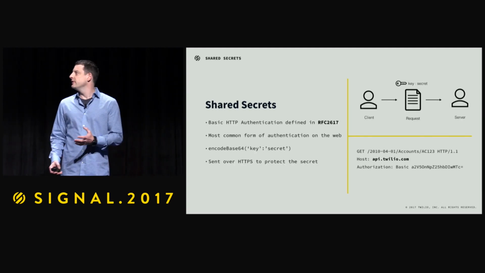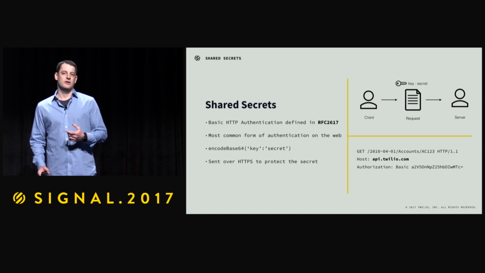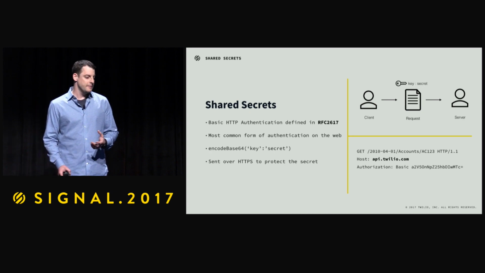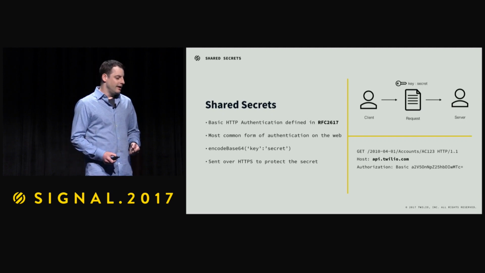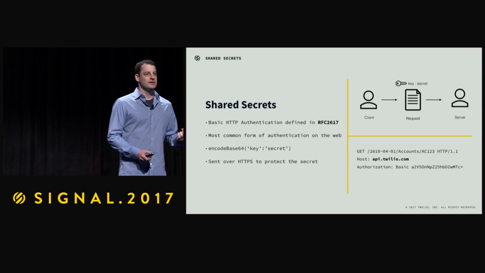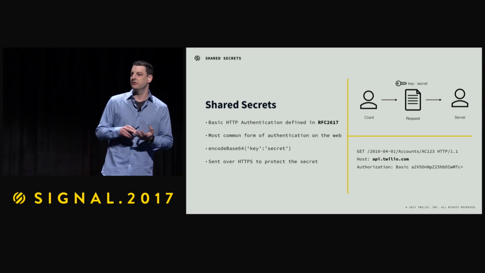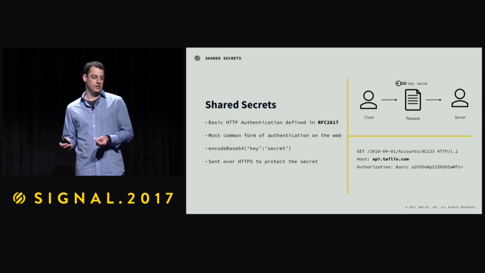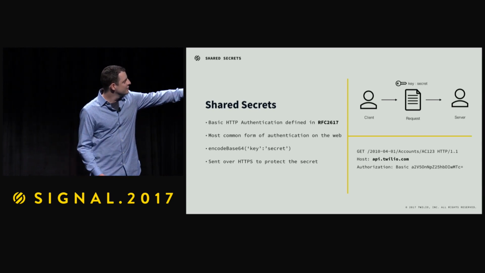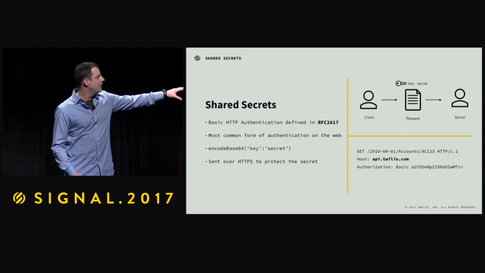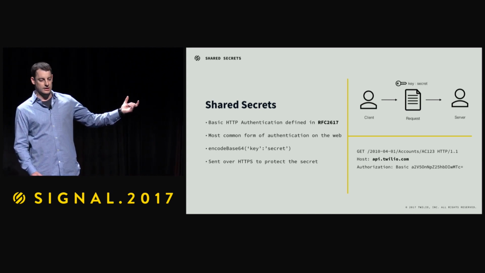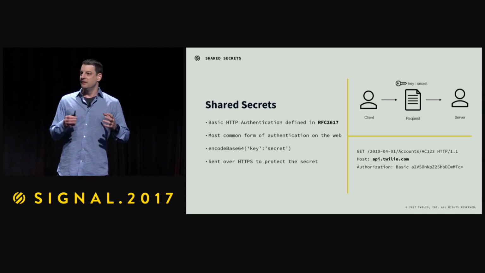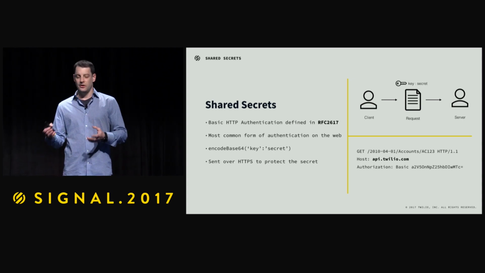So in this case, what's happening? HTTP basic authentication is defined in an RFC, and it's the most common use of authentication on the web. And the way it's transmitted is you take the key, you take a colon, you take the secret, and you base64 encode it. And this is what you see on the bottom right here. The authorization header is pretty much your base64 encoded key secret. This is protected when you send it over HTTPS.